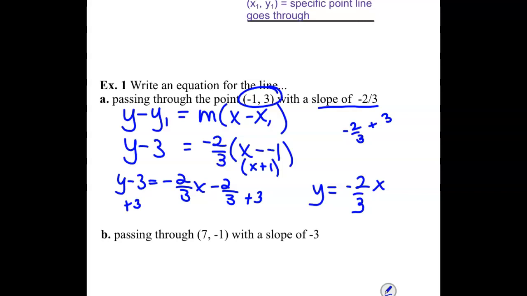To add fractions, we need common denominators, right? Can I think of that 3 in terms of thirds? So that it has a denominator of 3? 3 is the same as 9/3. So what's -2/3 plus 9/3? Okay. So I have gone from point-slope form to slope-intercept form. Okay? You won't always have to do that. Sometimes they're just going to say write it in point-slope form.